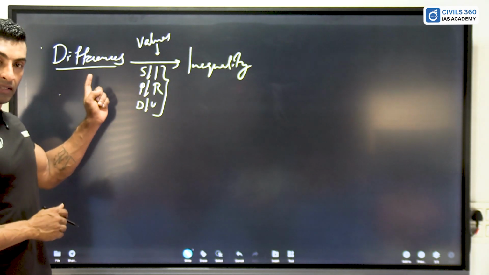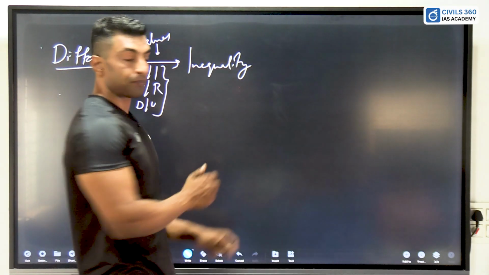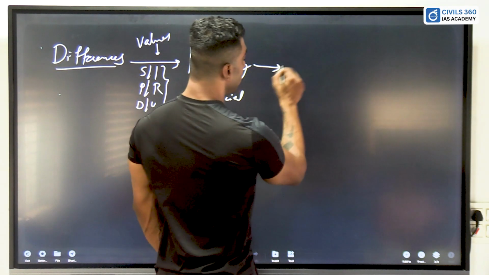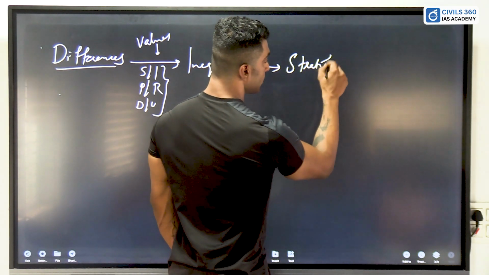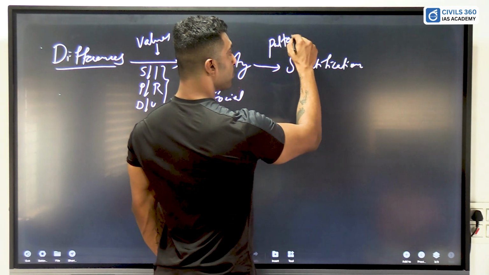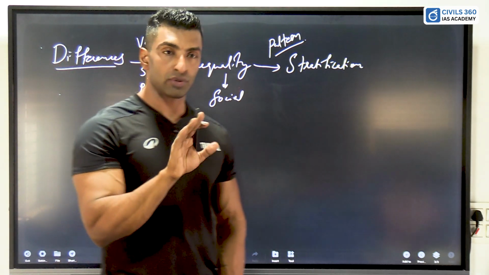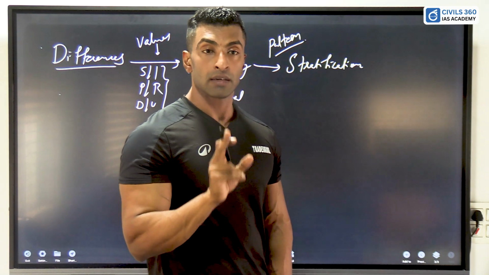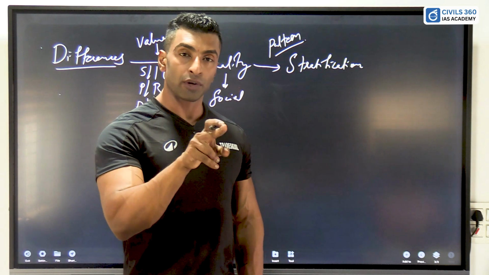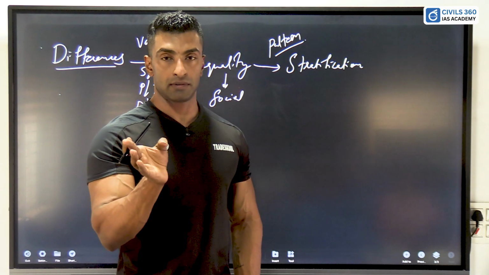So the differences are always natural or social. Differences may be natural or social. Inequality is always social. Now this inequality becomes stratification when there is a pattern of inequality. So you have to identify patterns of inequality. Not all individual instances of inequality can be considered as stratification. Pattern is required. That means every stratification is based on inequality, but not all inequality can be considered as stratification.